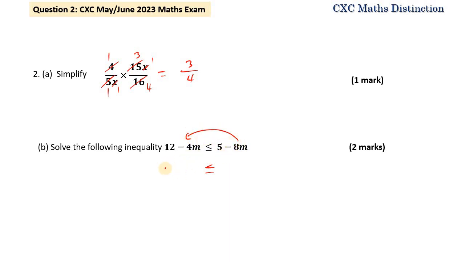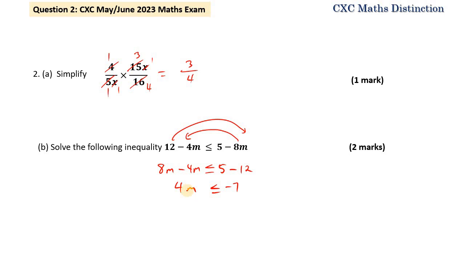So this negative 8m becomes positive. We'd have minus 4m. Since we did not transpose it, we just put it back. The 5, not transposed. And so we're going to transpose the 12, so the sign has to change from a positive to a negative 12. Now we can treat this as 8m minus 4m, which gives us 4m, less than or equal to 5 minus 12, which gives us negative 7.